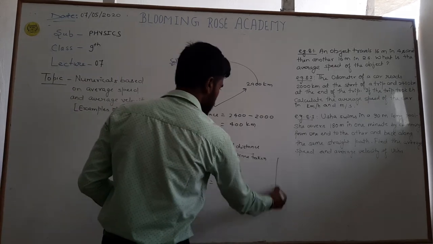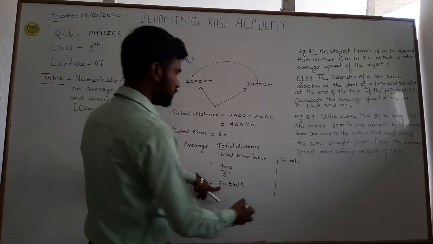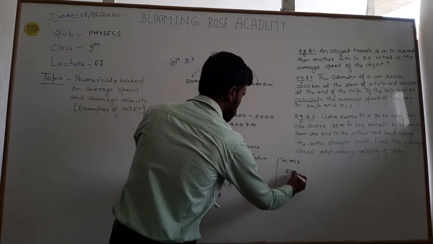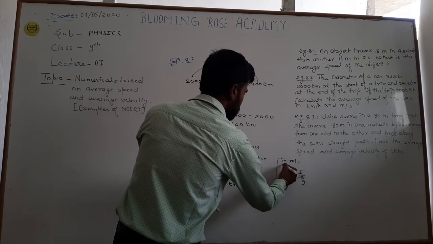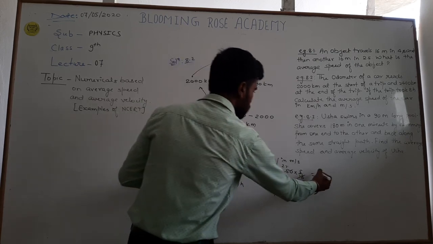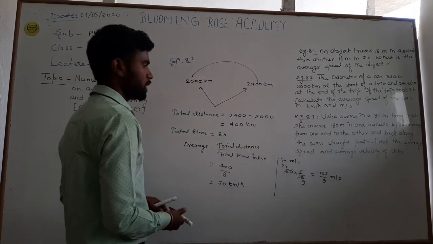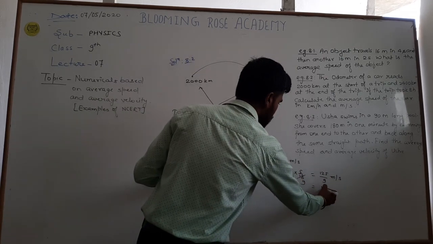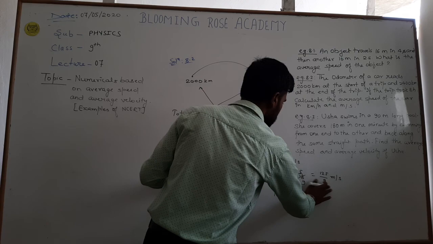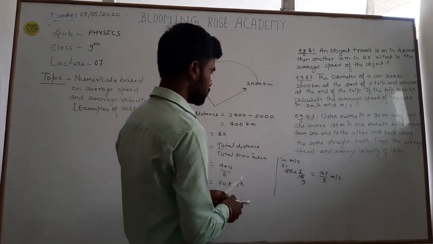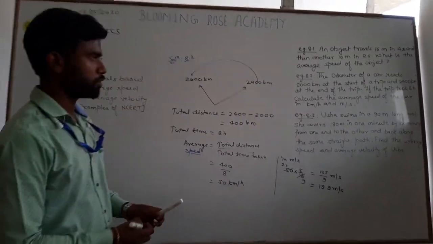Then we calculate in meter per second. We will multiply it by 5 by 18. So 50 multiplied by 5 by 18. Here you can divide by 2. Here it is 125 upon 9 meter per second. Also you can divide it further. Here it is 13.9 meter per second, which is your answer.